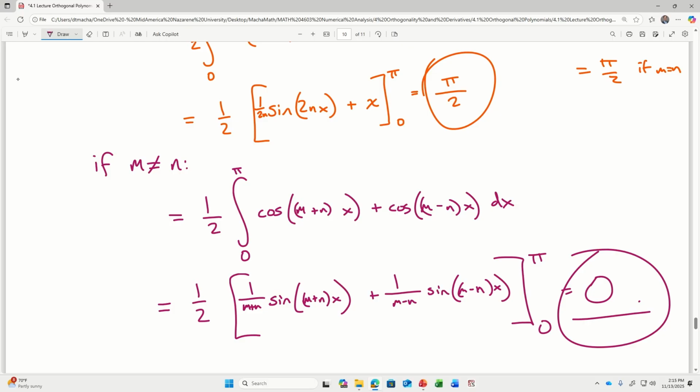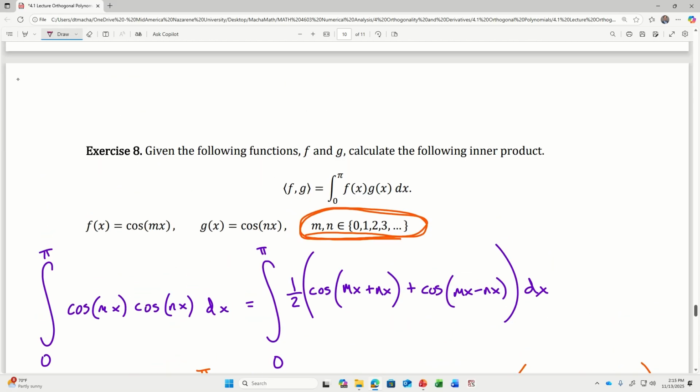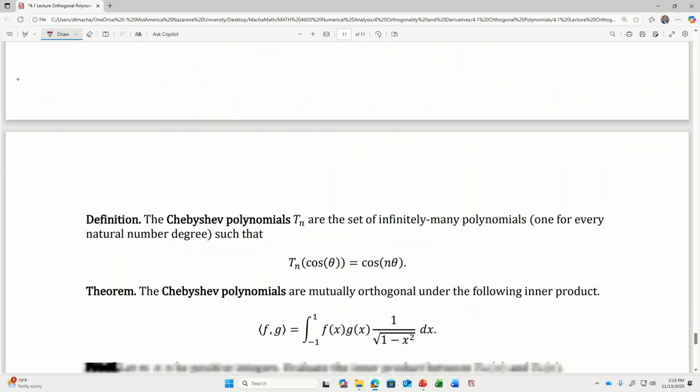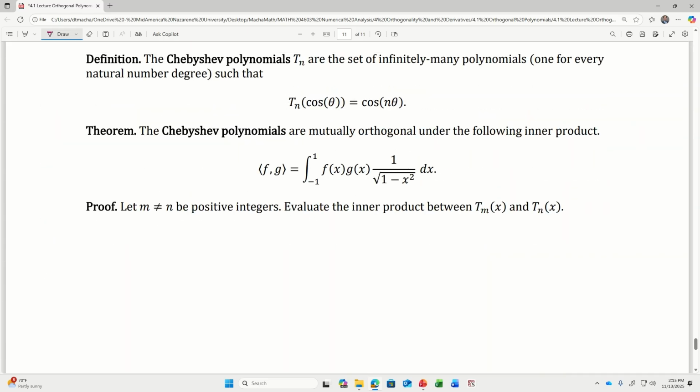Okay. Now that we know that, now that we've proved this inner product thing, we can finally get ready for where we left off last time. So we said these are the Chebyshev polynomials. There's one polynomial for every degree. And we said these Chebyshev polynomials are mutually orthogonal under the following inner product. M and n are not the same, and they're positive integers. Evaluate the inner product between two Chebyshev polynomials of different degrees.